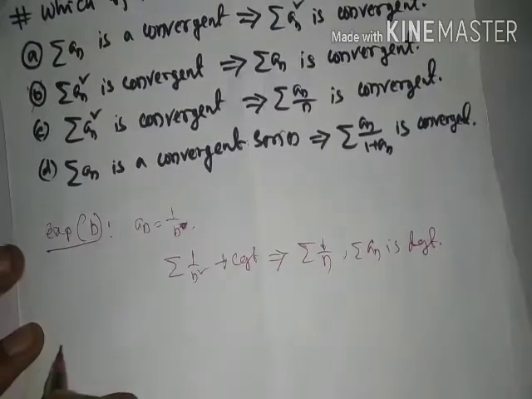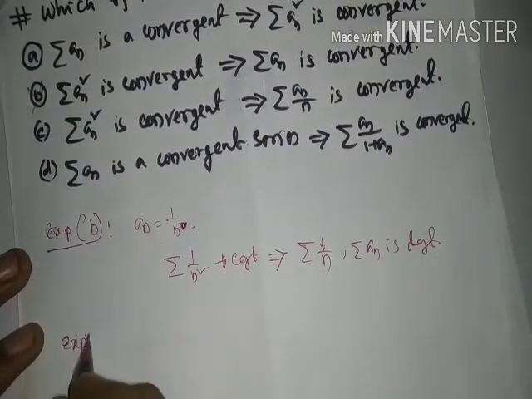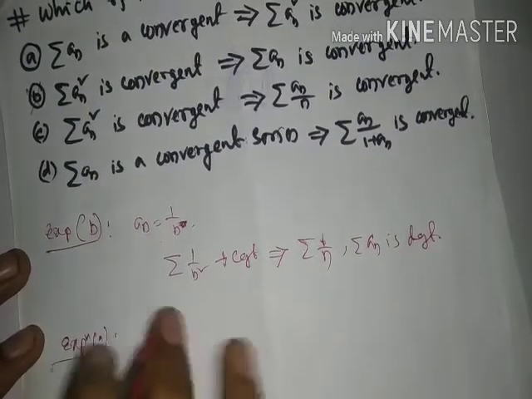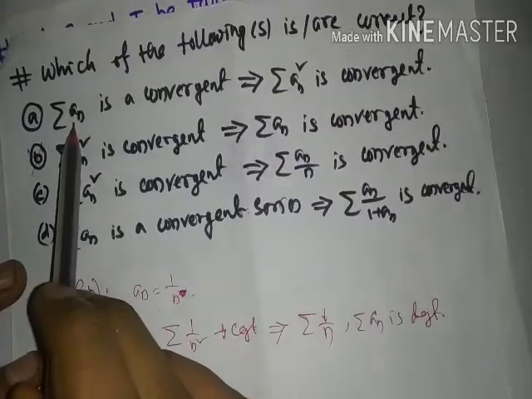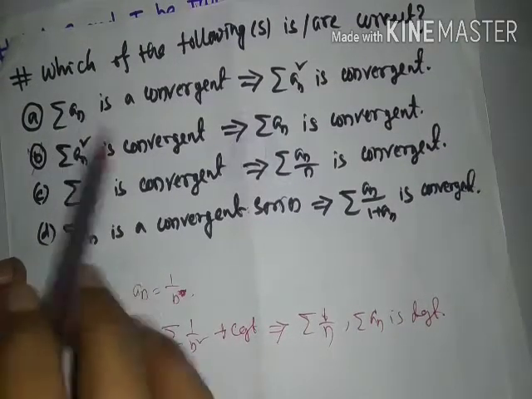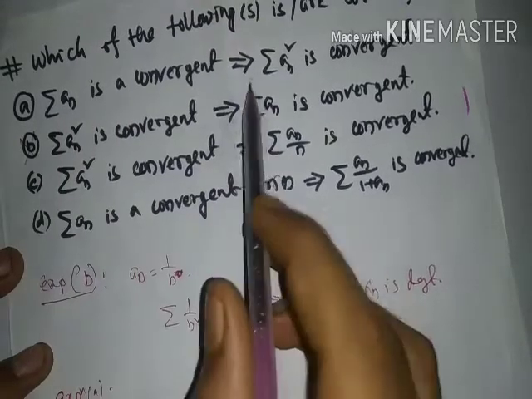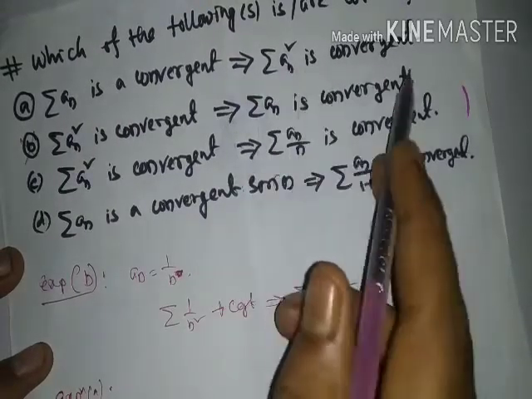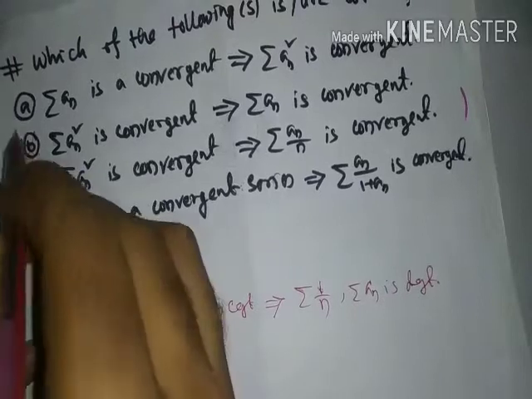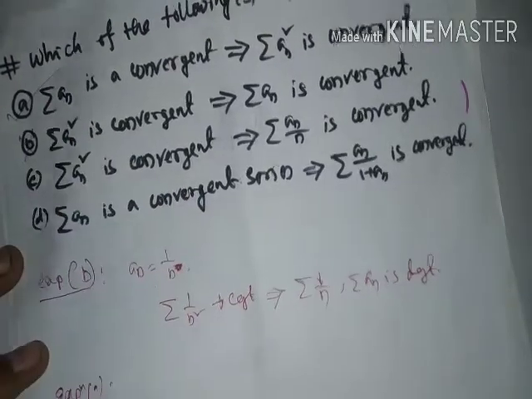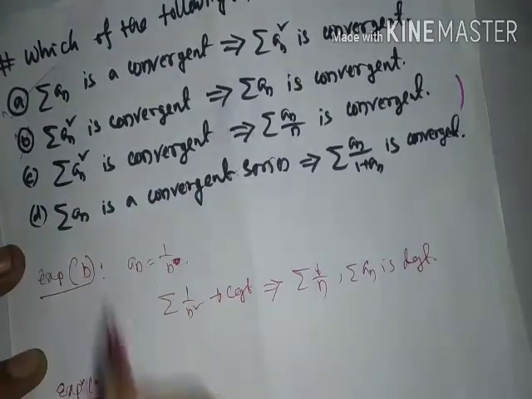Option A. Explanation of option A. This is a well-known and famous result. That is, if series a_n is convergent, then series a_n square is convergent. This option is correct. Now we check option C.